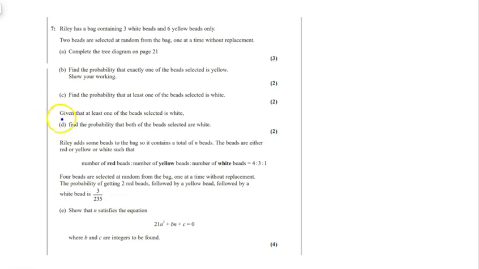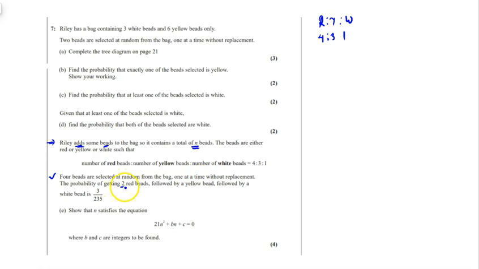I'll read this. They're telling us that Lily adds some beads to the bag. The bag now contains n beads. The beads are either red, yellow, or white, such that the ratio of red to yellow to white is 4 to 3 to 1. Four beads are selected at random, one at a time without replacement.